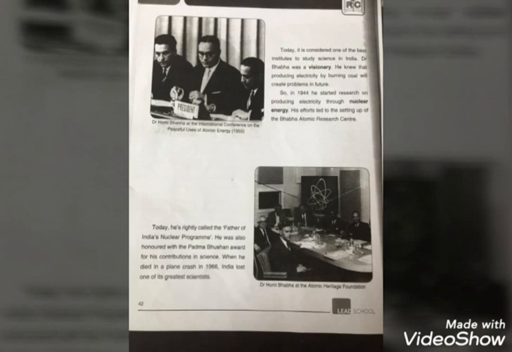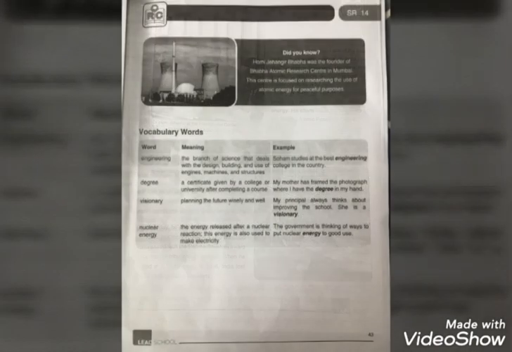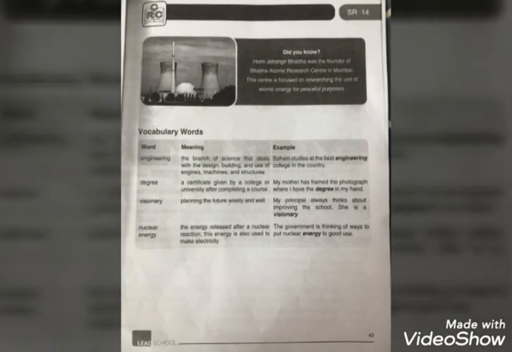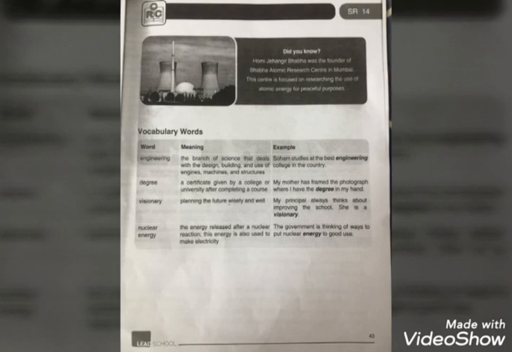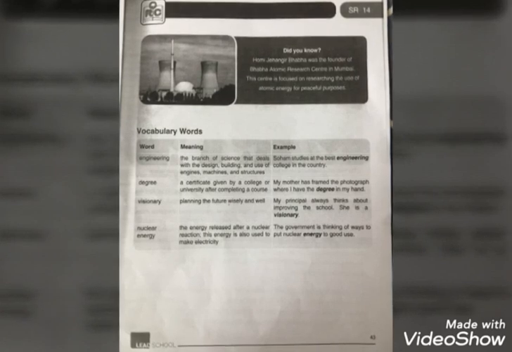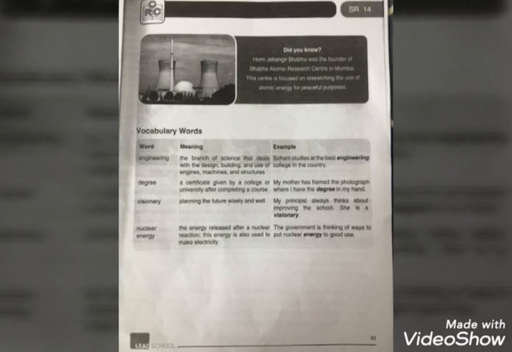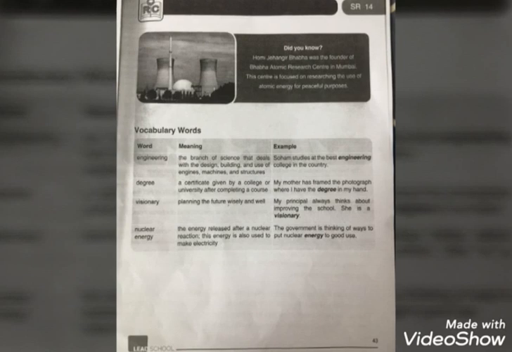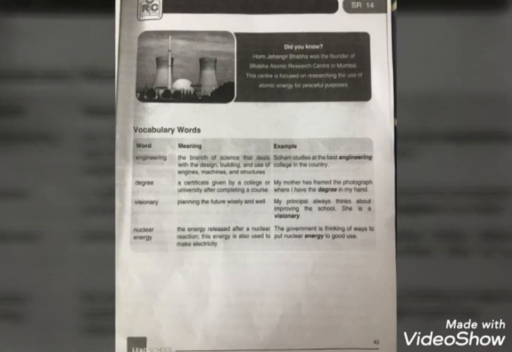And did you know, children, Homi Jahangir Bhabha was the founder of the Bhabha Atomic Research Centre in Mumbai. This centre is focused on researching the use of atomic energy for peaceful purposes. For your better understanding, the vocabulary words engineering, degree, visionary, nuclear energy have been clearly given with meaning and example. Kindly use it for better understanding. Now we'll see the next Indian Nobel Prize winner.